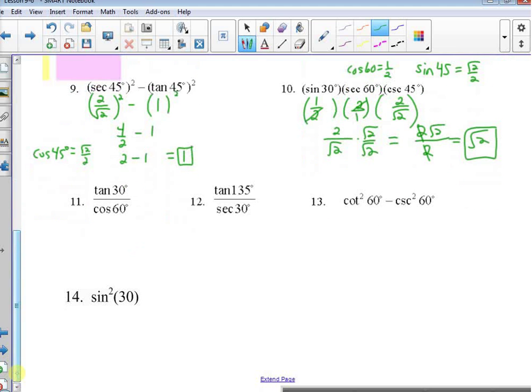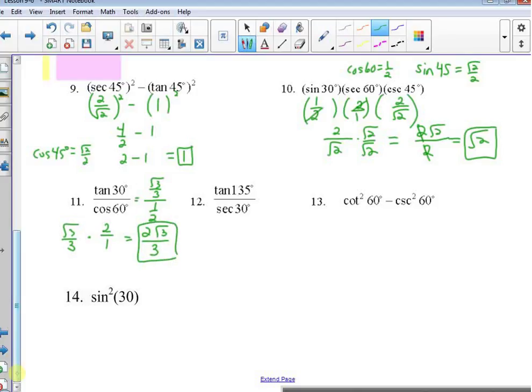Number 11, the tan of 30 divided by the cos of 60. So that's radical 3 over 3 divided by 1/2. So I'm going to do radical 3 over 3 times the reciprocal of cos 60, so 2 over 1. Final answer, 2 radical 3 over 3.